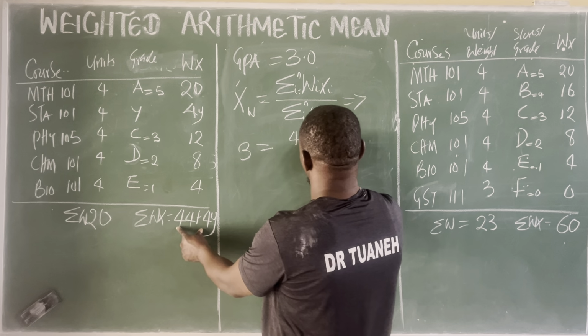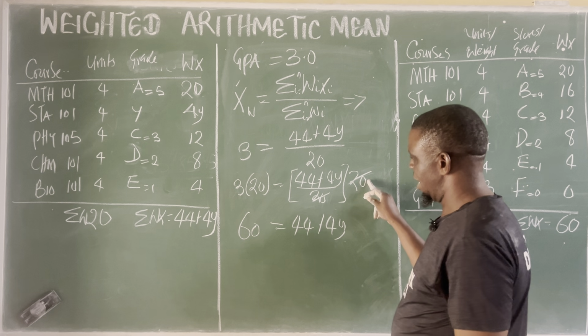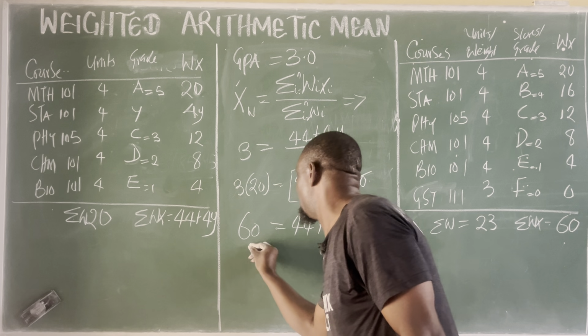What we will do is to multiply 20 by both sides. So we'll have 3 into 20 will be equal to 44 plus 4y all over 20, all of that times 20. So we'll multiply 20 by this and also 20 by this, so that 20 will cancel this 20. 3 times 20 will be 60, is equal to 44 plus 4y.